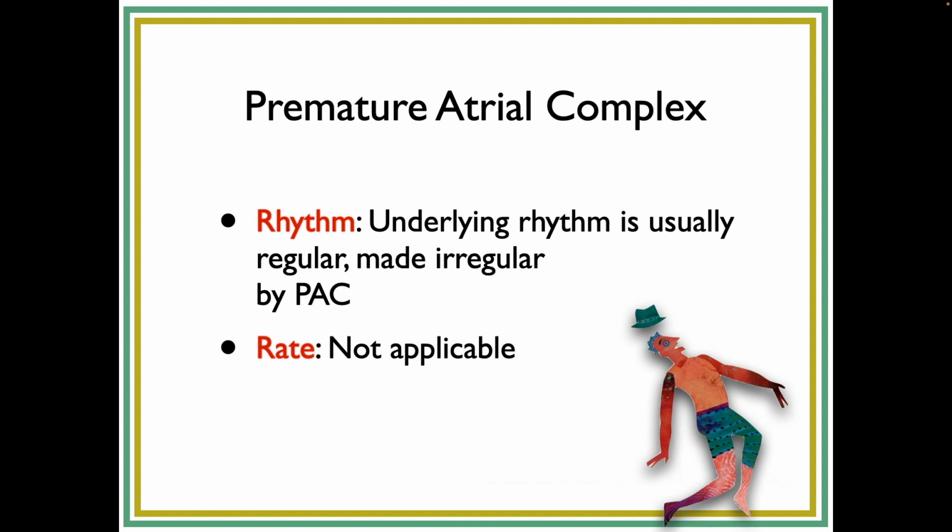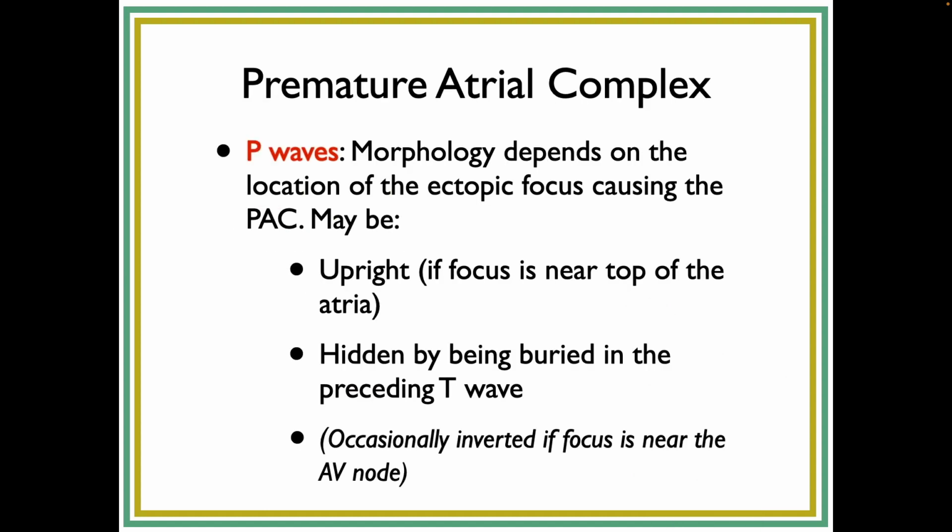So a PAC is a single, we've been looking at them all morning, those single premature beats that originate in the atria. So the underlying rhythm is usually regular, made irregular by the PAC or PACs. Because a PAC is only a single beat at a time, or occasionally two, the rate is not applicable. It doesn't make sense to talk about the rate of a single beat. The P wave morphology depends on the location of the ectopic focus that causes the PAC.